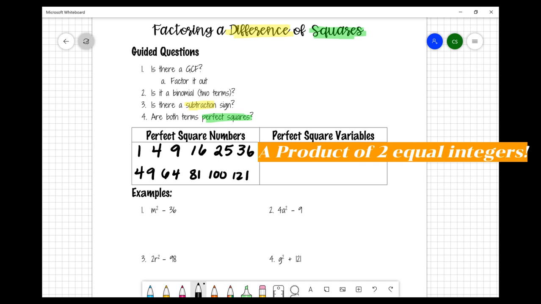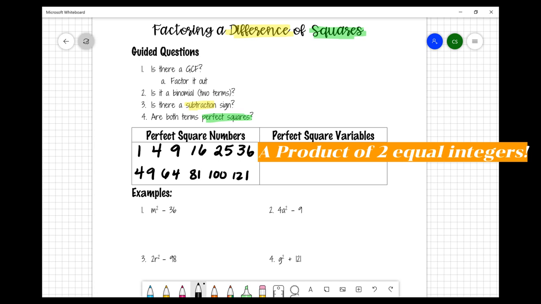Square root of 100 is 10. 10 times 10 is 100. Perfect square 81, square root of 81 is 9. 9 times 9 is 81. Square root of 16 is 4. 4 times 4 is 16. So all of those are perfect square numbers.